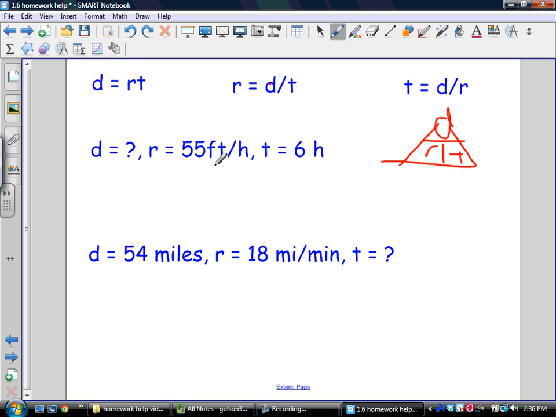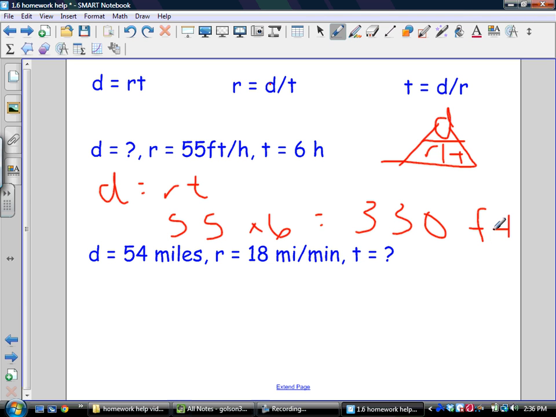So here's a couple example problems for that. If I'm missing the distance, I have rate and time. I'm going to use my first formula here. And so I'm going to do D equals RT. And I'm just going to plug in 55 times 6. And I know that 55 times 6 is 330. Now I've got to figure out what units I have. Well, I was going in feet per hour for a number of hours, so that should tell me how many feet I have gone. So that would be 330 feet.